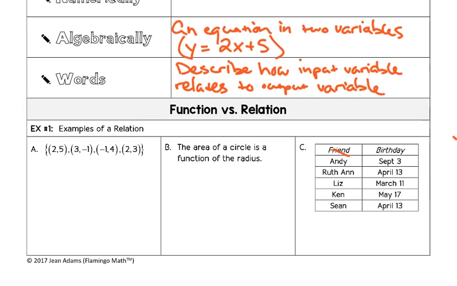So I know that 2 maps to a 5. Now, in order for this to be a function, it cannot map to anything else. So I look over here at 2, and it's also mapping to a 3. So that means that this is not a function.